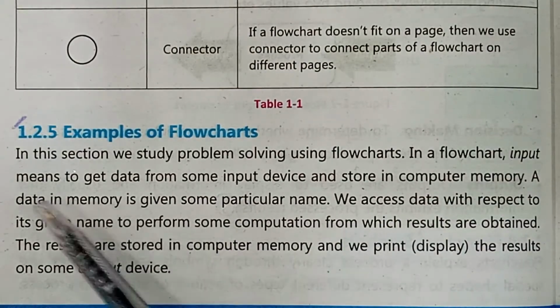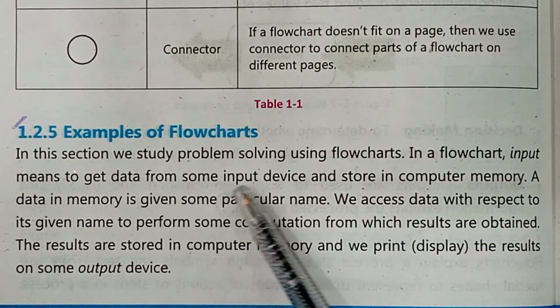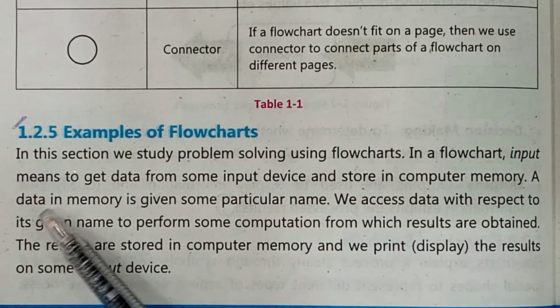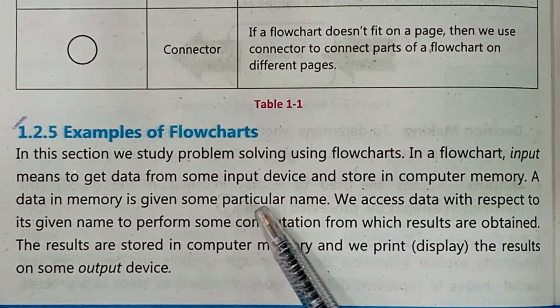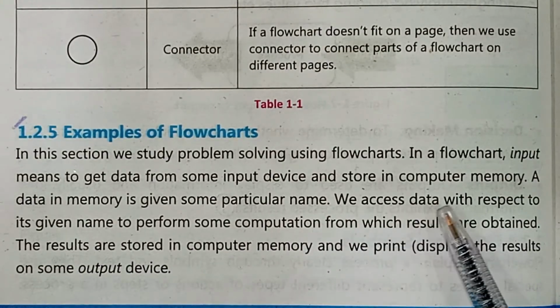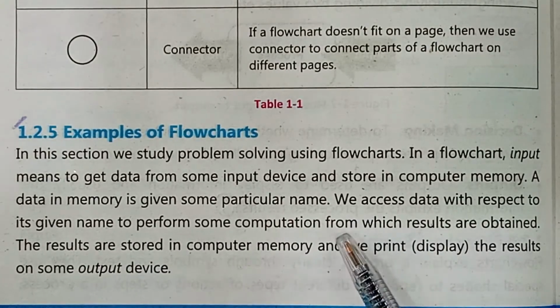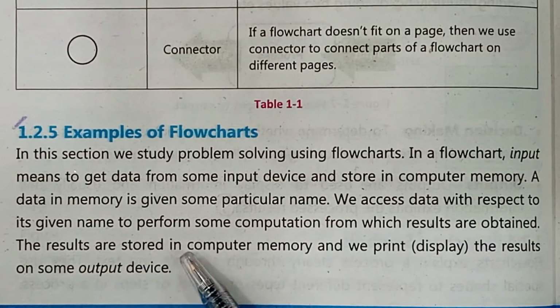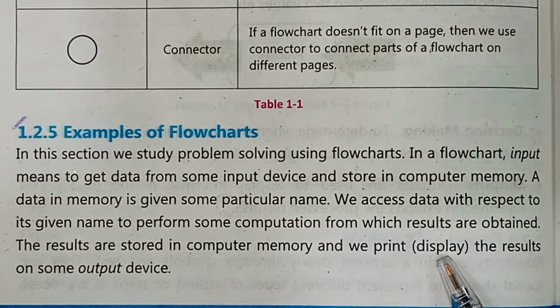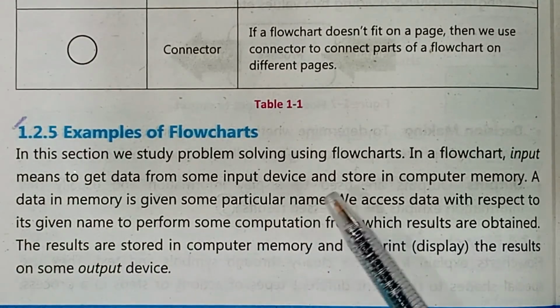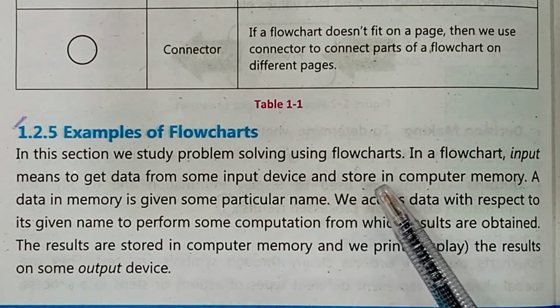In a flowchart, input means to get data from some input device and store it in computer memory. The data in memory is given some particular name. We access data with respect to its given name to perform some computation from which results are obtained. The results are stored in computer memory and we display the results on some output device. Students, in this section we are going to study and solve some examples of flowcharts.